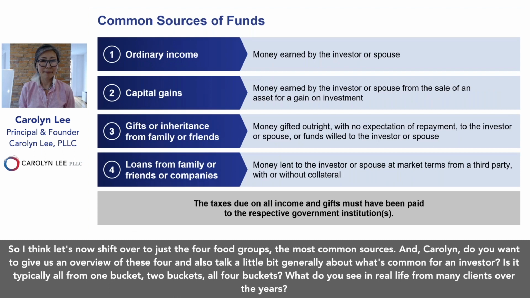So I think let's now shift over to the 4 food groups, the most common sources. Carolyn, do you want to give us an overview of these 4, and also talk a little bit generally about what's common for an investor? Is it typically all from 1 bucket, 2 buckets, all 4 buckets? What do you see in real life from many clients over the years?